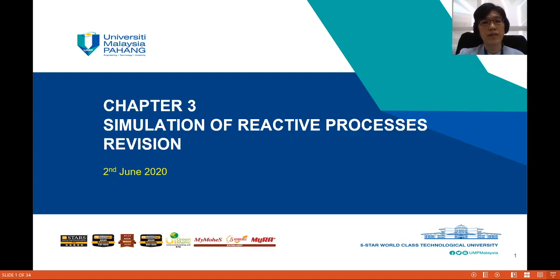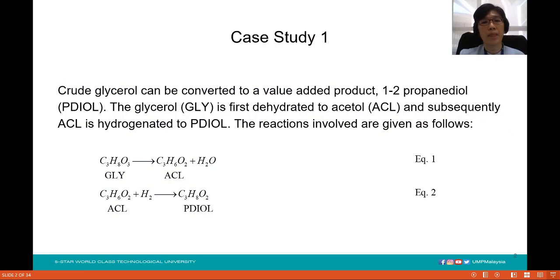Today we are going to have a revision session for Chapter 3 about the simulation of reactive processes. The best way to do revision is actually going through some case study. So we have case study 1 here.